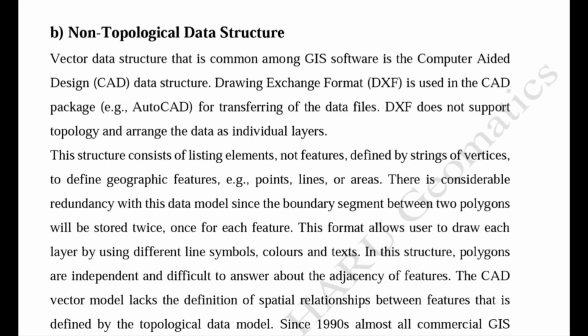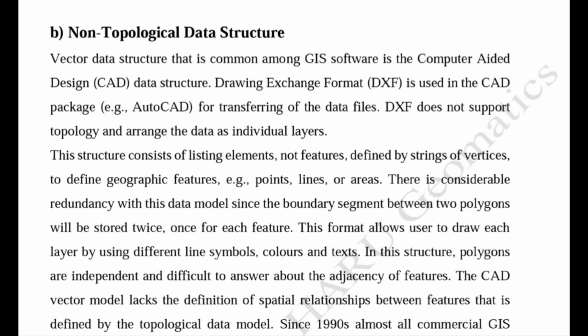Consider two polygons which are linked with each other. In a topological data structure, there will be one line that connects both, which is common for both polygons. But in the case of non-topological data structure storage, both polygons will be stored separately. So that common line will be stored twice to represent both polygons, but in topological, it will be stored only once.